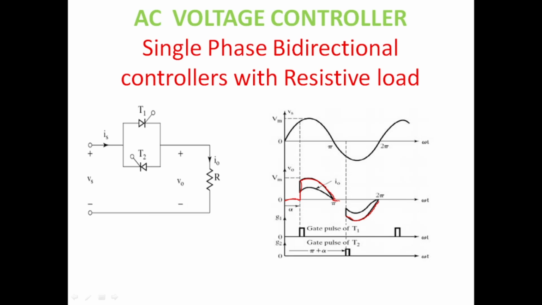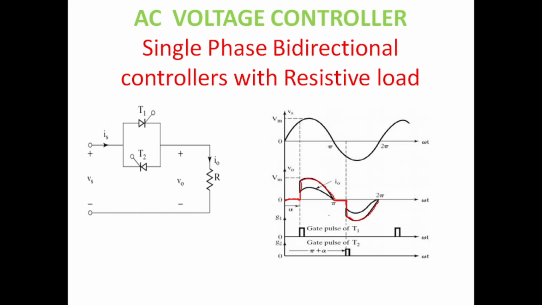So this is 0. Ideally we said it is 0, but maybe some 1 volt is there because that is a drop. But for all calculations from here onwards, I will consider it 0. Whenever it is off, it is 0. Same waveform repeats from here onwards.